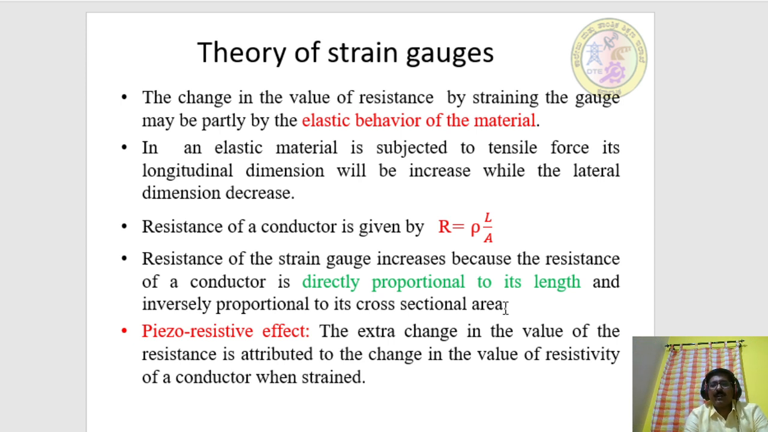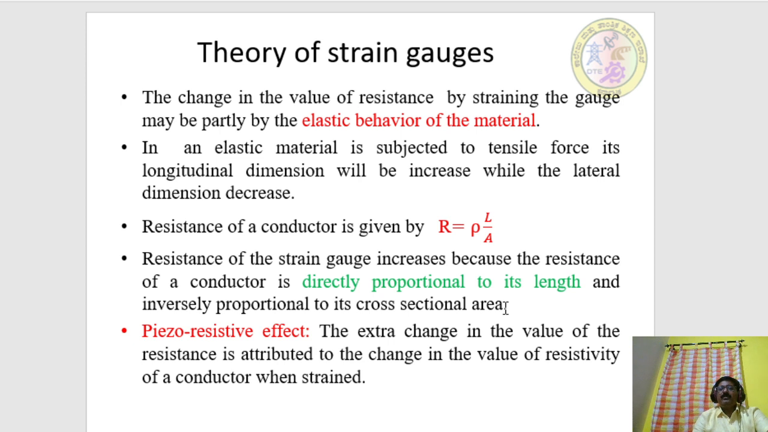We are well aware of all the parameters now. Rho is the resistivity of the conductor, L is the length of the conductor, A is the cross sectional area of the conductor. So the resistance of a strain gauge increases because the resistance of a conductor is directly proportional to its length and inversely proportional to its cross sectional area.